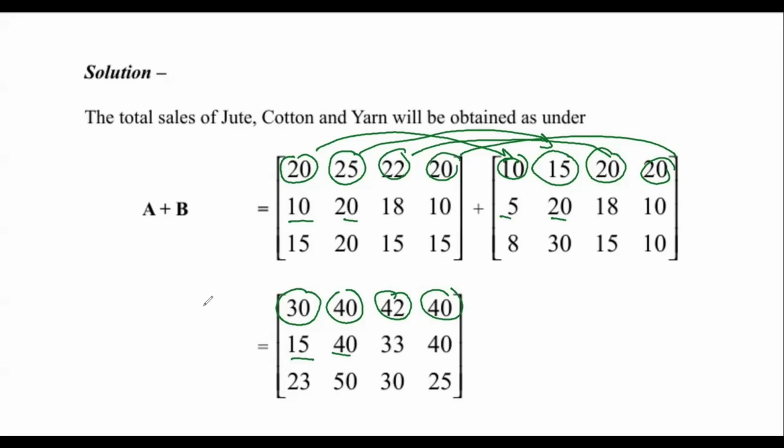What was it? Jute, cotton, yarn, and this is for the two years, 2002 plus 2003. First quarter, second quarter, third quarter, fourth quarter. And that's it. So you're seeing addition at work there.